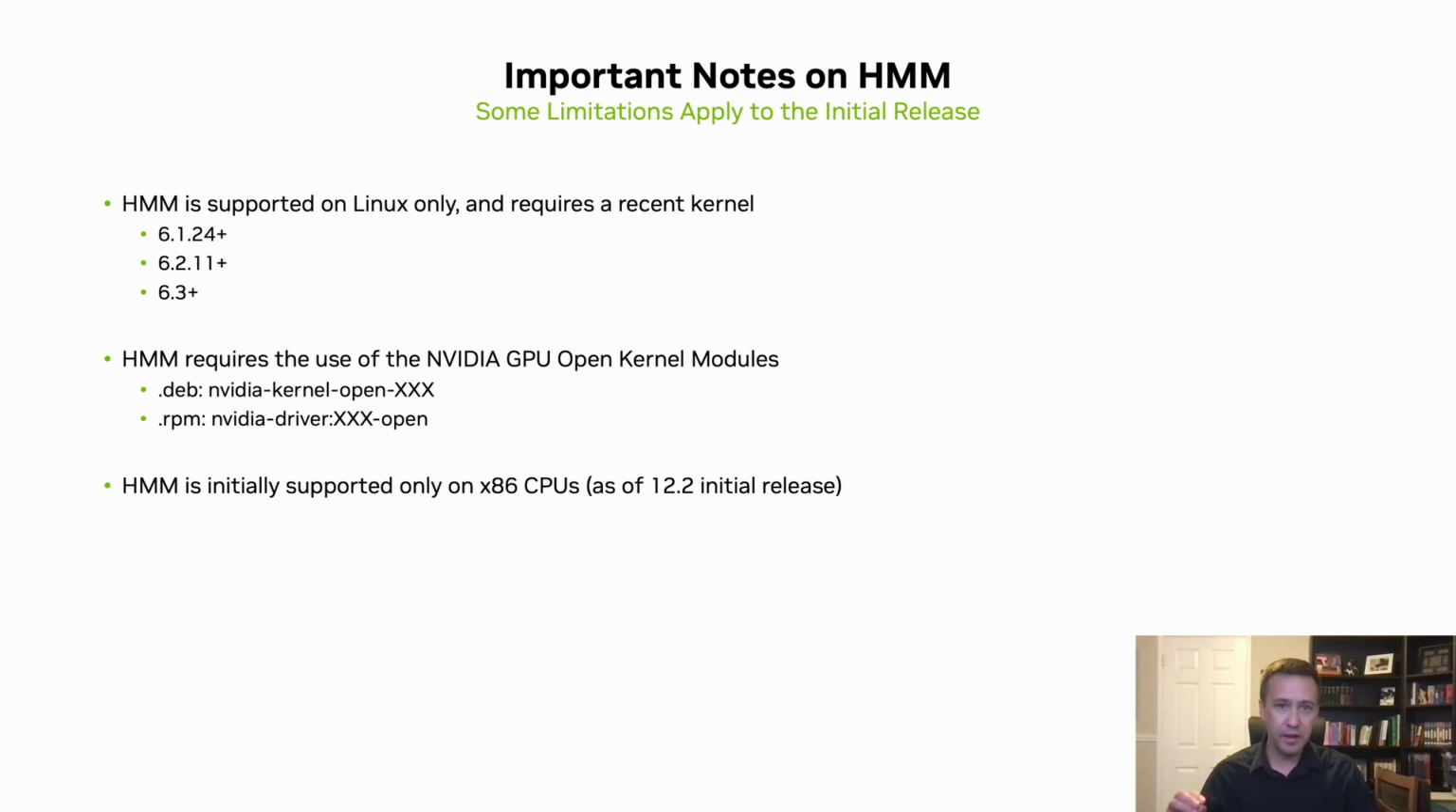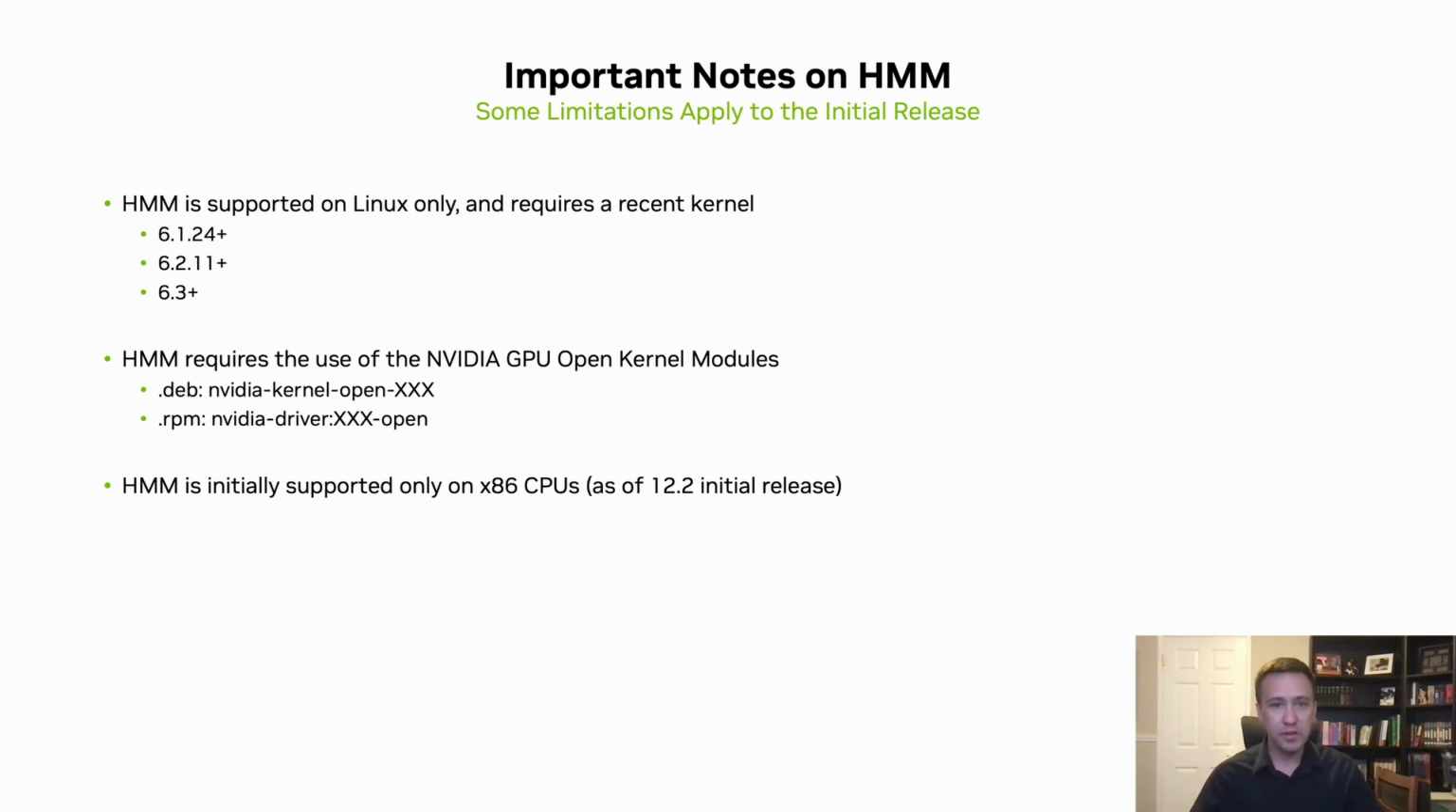And I say pretty recent not in an abstract sense, but in a very real sense. If you're in the 6.1 branch, you need to be on a kernel that's newer than 6.1.24. If you're in the 6.2 branch, you need to be newer than 6.2.11 or anything in 6.3. Now, there are distributions that support HMM today. They have a recent kernel version, they have patches and so on applied. But you do have to make sure that you're on, for example, the latest version of the kernel from your vendor. You do have to make sure that you're on a very recent distribution release and so on.